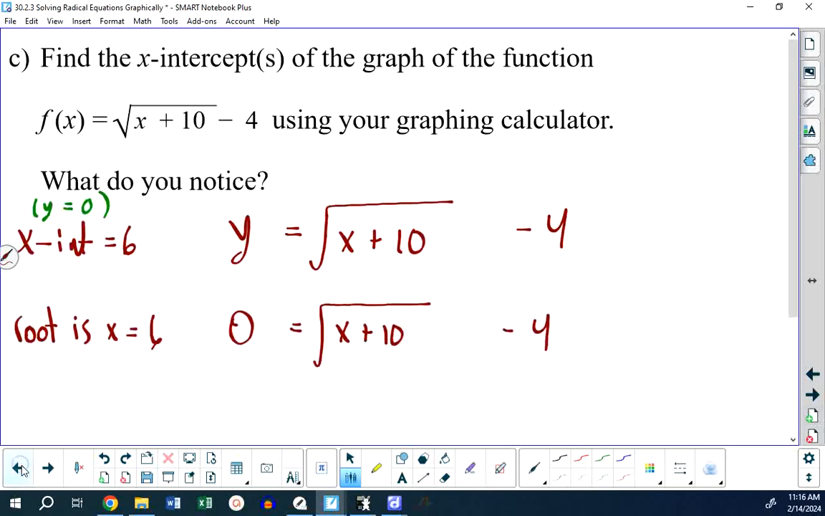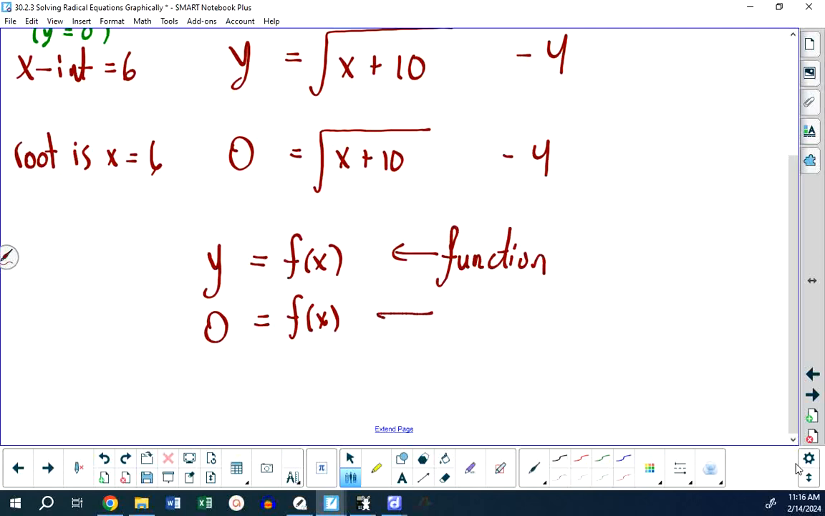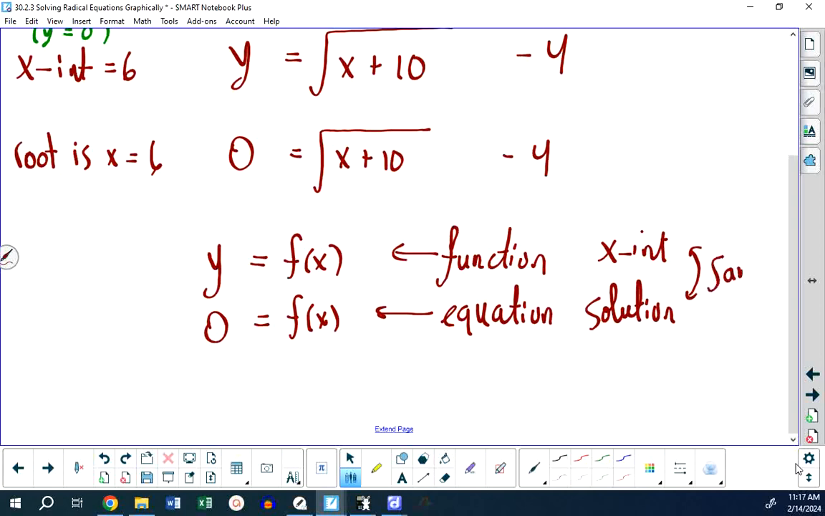So just to summarize this to make sure you get my drift, we call this a function. We call this an equation. Right? F of x can be anything. F of x can be 3x plus 10. So y equals 3x plus 10 is a function. 0 equals 3x plus 10 is an equation. The lesson to be learned out of this is the x-intercepts here and the solutions here are the same.